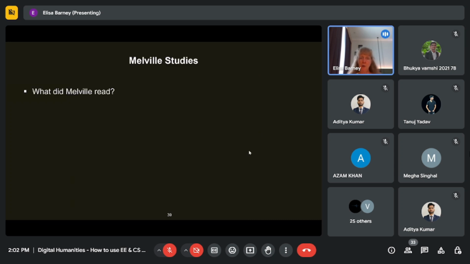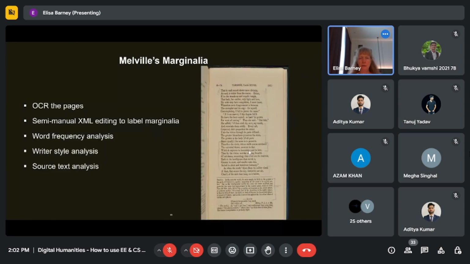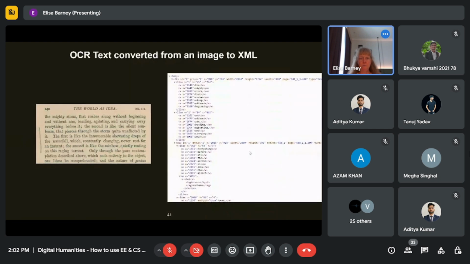Well, we still want to know, what did he read? We have the list of books. Good. We want to know what he commented to himself. Well, we know where the marginalia is. That's good. But we really still need to figure out, how did that affect his writing? Well, OCR the pages, add the XML. We can look at the frequency of the words marked and the frequency of the words not marked. And then we can work our way into writer style analysis and source text analysis. Those last two are where we're really working a lot of time now.